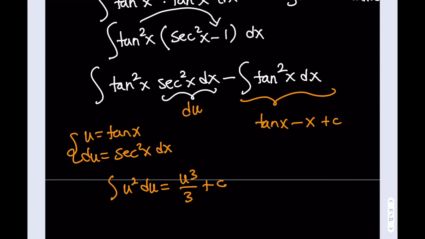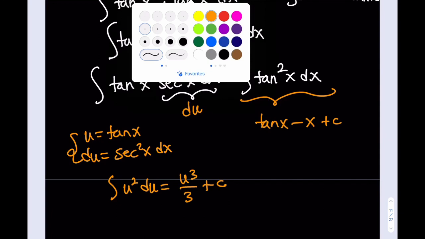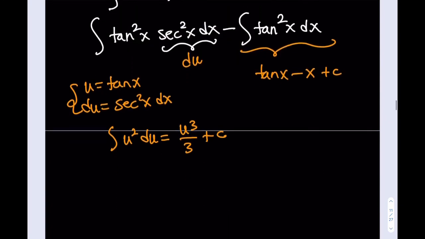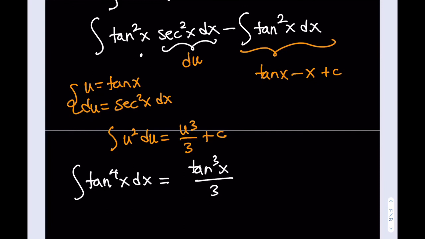Okay? So let's go ahead and put this together, and let's see what we get from here for the integral of tangent x to the fourth power. So it's going to look like this then. I have the integral of tangent x to the fourth power dx, and then the first part is going to come from here, right? And that is going to be u cubed over 3, which is tangent cubed x over 3. The second part is going to come with a minus sign.